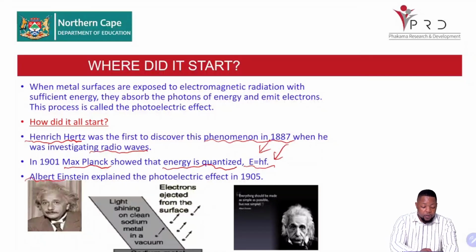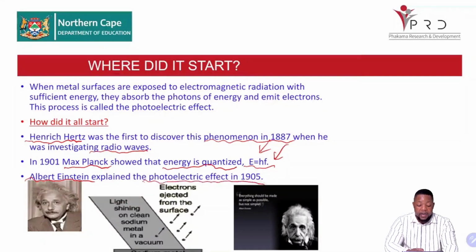Then finally, Albert Einstein explained the photoelectric effect in 1905 by saying that when light shines on a clean metal in a vacuum, electrons are ejected from the metal surface. Just to remind you, these electrons are not called electrons anymore. They are called photoelectrons. This experiment was conducted in a vacuum.